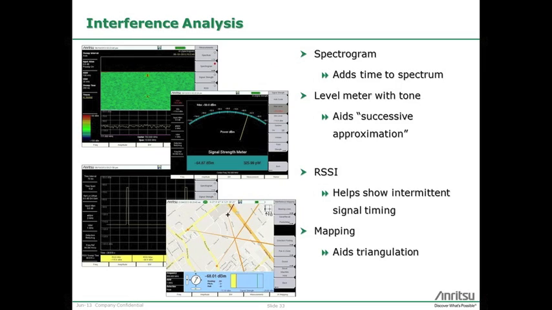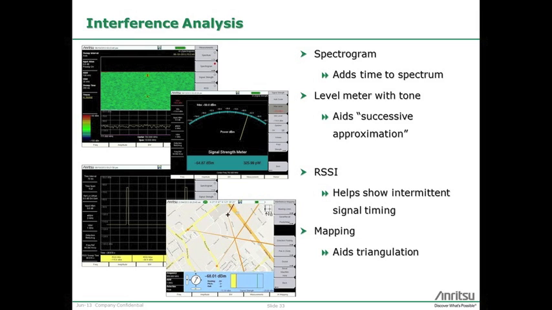Now, I mentioned the spectrogram. You can get time added to the spectrum, and this is really useful for things that are intermittent. Notice in the picture on the upper left, there's little red places right in the middle of the frequency range. Those are signals that popped up intermittently, and they were very strong. This red's a strong signal. That would be easy to miss if you don't have this view showing time.